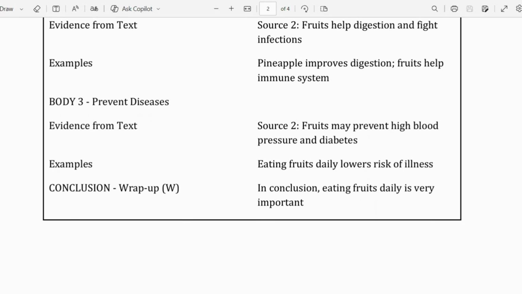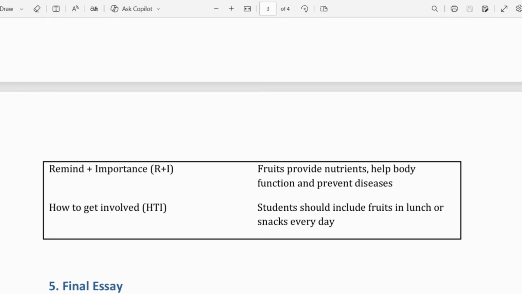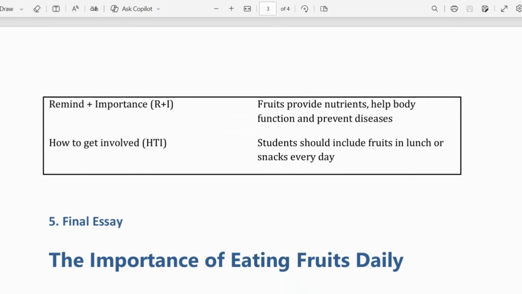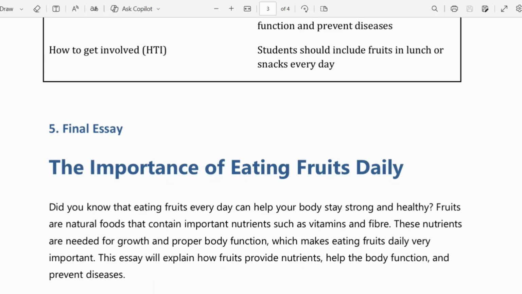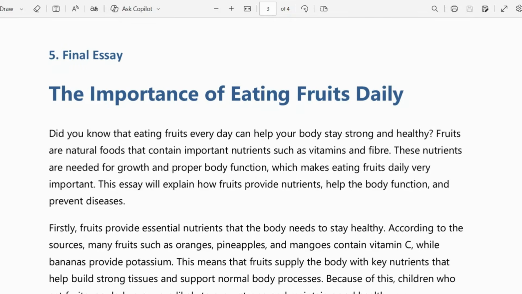Now, for your conclusion, you need a wrap-up phrase. So you can say, in conclusion, eating fruits daily is very important. After you've done your wrap-up phrase, you need to remind the reader of the topics that were touched on and why they're important. So you can say, fruits provide nutrients, help body function, and prevent diseases. And then suggest a way for the students to get involved with this topic. You can say students should include fruits in lunch or snacks every day. So let's look at the final essay, the importance of eating fruits daily.